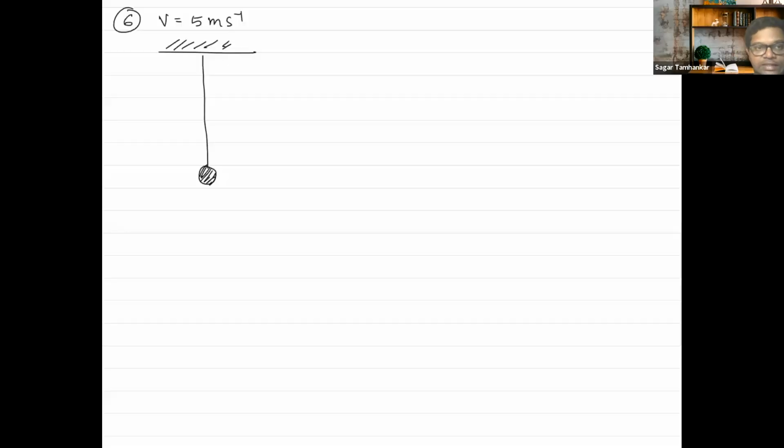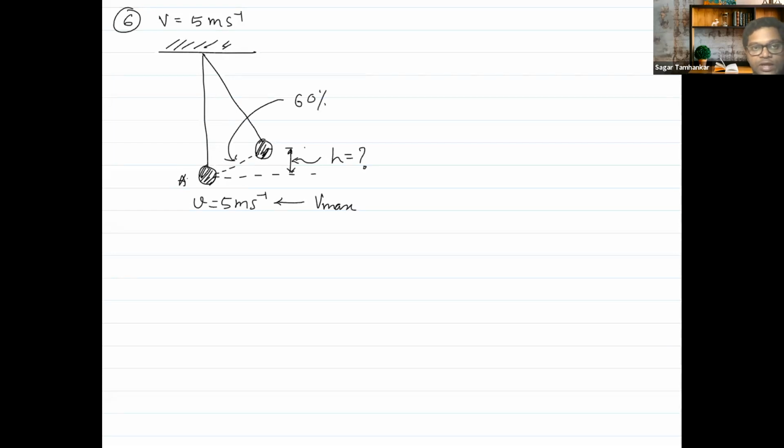Okay, the question says that at this particular point, the pendulum has a velocity of 5 meter per second. That is the reason why I will call it the maximum velocity. And when it reaches the highest point, they are asking how high did the pendulum reach. But there is also a point that in the meantime, 60% of the energy that it possesses at A is lost.